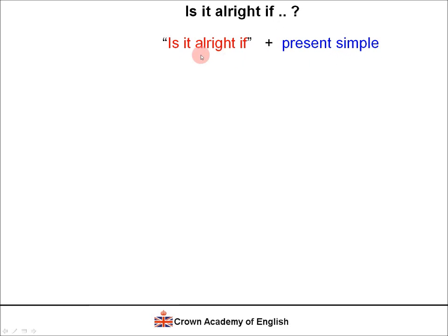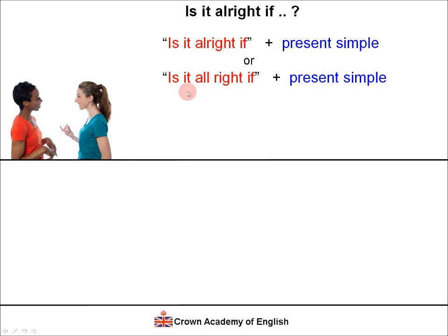So notice here, all right is one word and there's one letter L. Or we can write it like this, as two words, all right. And we pronounce it the same way, but like this, there are two letter L's. Okay? Both are correct. I personally prefer this one.